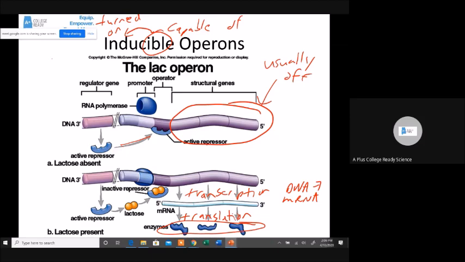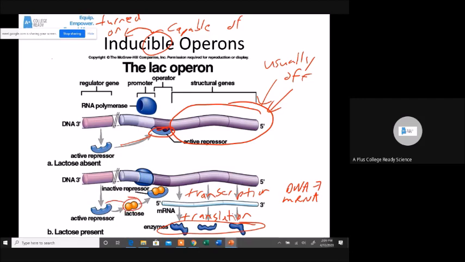Well, if there's no lactose in your environment, it doesn't make sense to make lactase, an enzyme to break down something that's not there. So when there's no lactose present in the bacteria and in its environment, these genes are off. They're not expressed. The repressor protein is bound to the operator. It's blocking RNA polymerase, blocking transcription. What causes this operon to be induced, to be turned on, is the presence of lactose in the environment and in the bacteria.